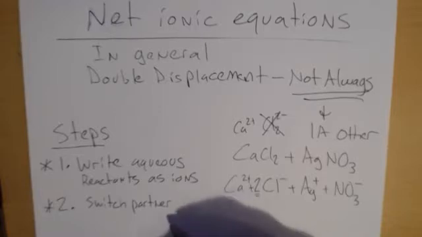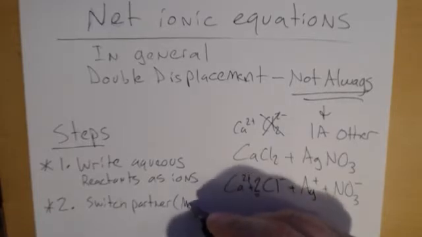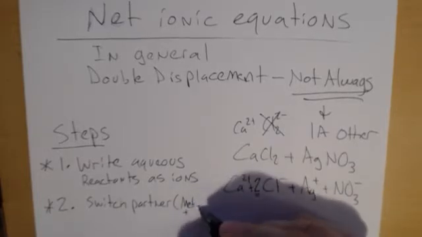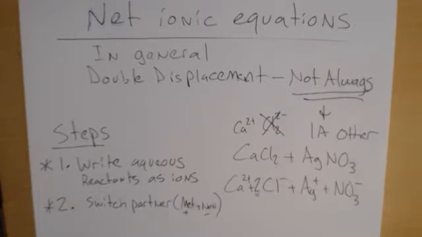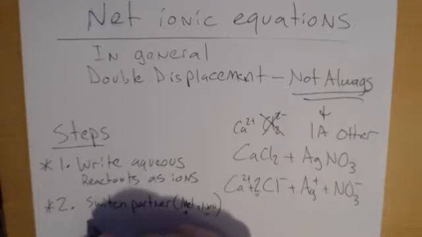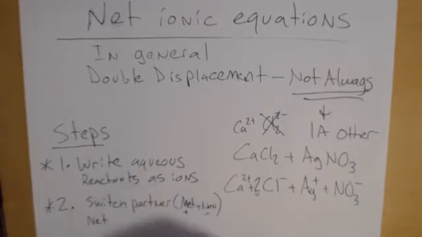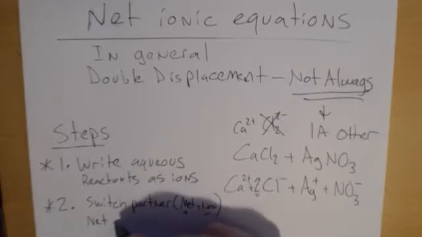Anyway, we want to switch partners. And there's only one way to switch, which is a metal, a positive charge, has to go with a non-metal negative charge, right? And another really important thing about switching partners is the net charge. What does the net charge have to be when I make a new compound?